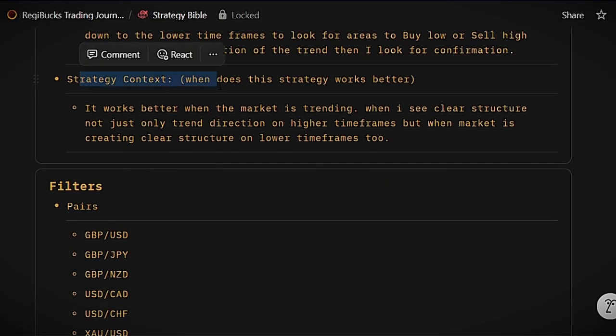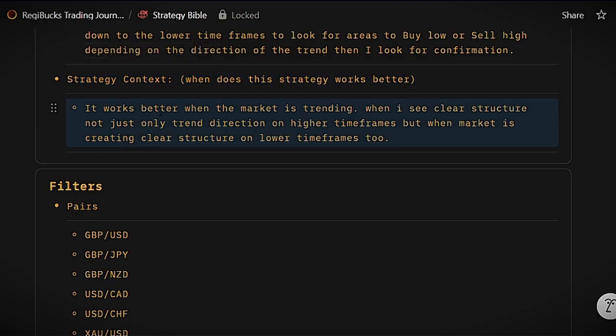In my strategy context, when does this strategy work better? It works better when the market is trending, either going up or down, and when I see clear structure, not only trend direction on higher time frames, but when the market is creating clear structure on lower time frames too.